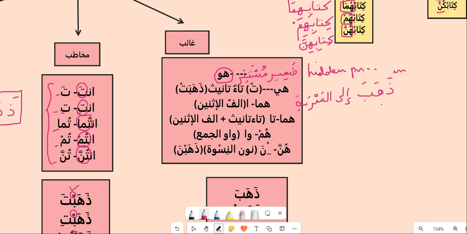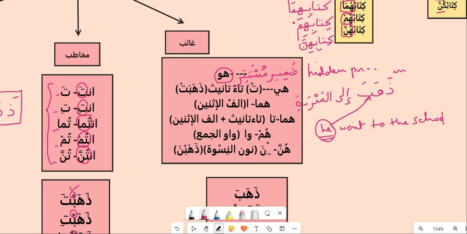That means there is a he hidden in this past tense. So you will say he went. Whenever you translate the verb as a past tense, you will translate it as he went. So this pronoun he is hidden in this past tense. He went to the school. So that's what is meant by the hidden pronoun. That's huwa hidden in the past tense dhahaba.